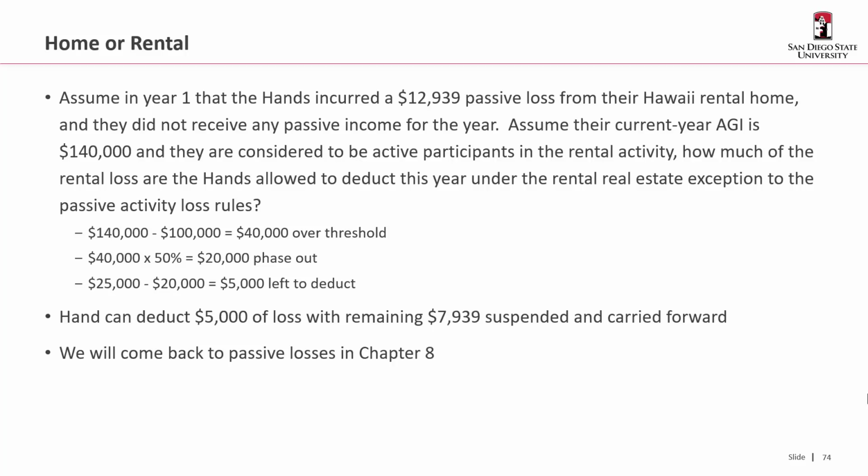Since the Hands' loss was $12,939, they can only deduct $5,000 of that. The remaining $7,939 is suspended and carried forward. And don't worry, we will definitely come back to passive losses again because these are a little bit tricky.